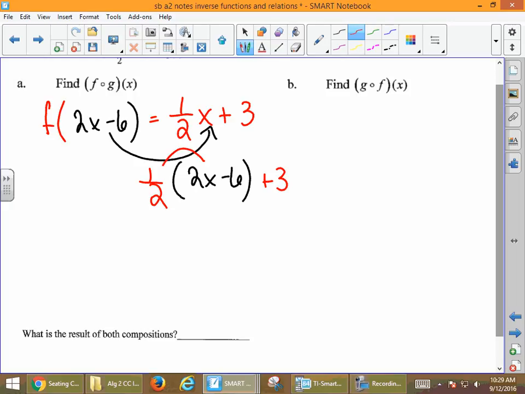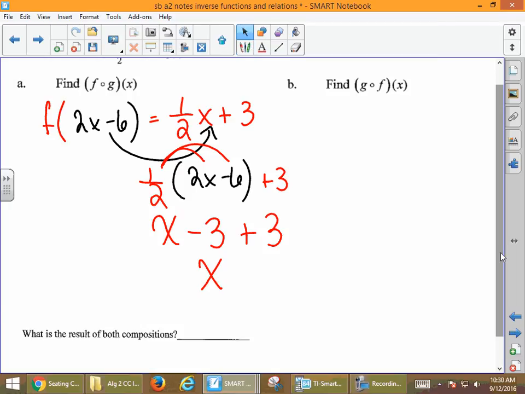We can distribute: half of 2 is 1x, half of 6 is 3, plus the 3. x minus 3 plus 3 gives us x. The 3's are inverses, they cancel out. But we need to do both of them to look at the relationship between a function and its inverse.